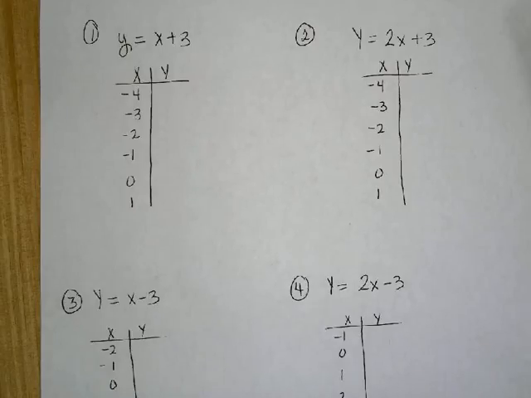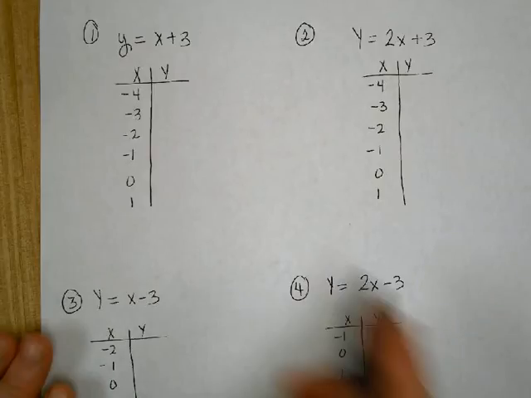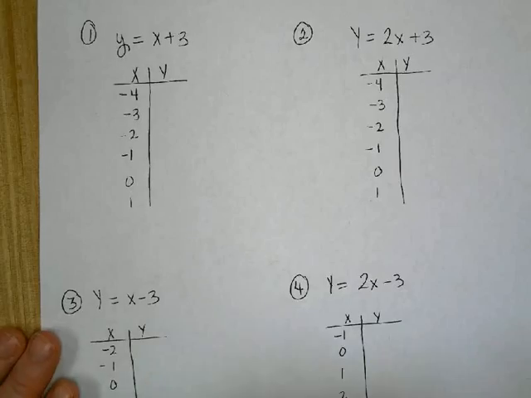What I want you to do is fill out the charts here. I want you to help me fill out these tables. The first one says y equals x plus 3, and we're going to use these values for x. So what happens when I use negative 4 in place of x here?